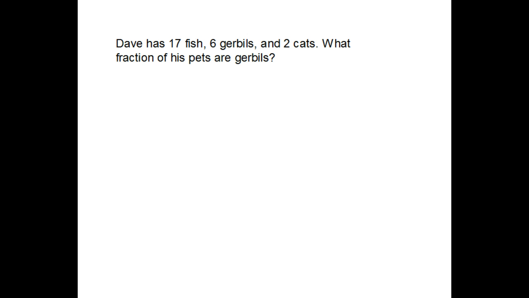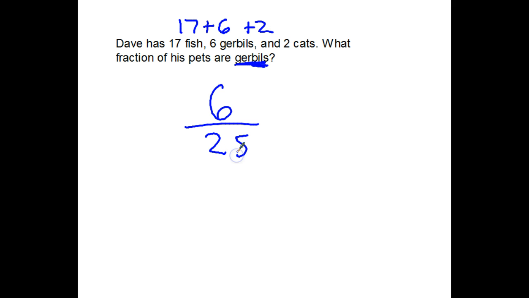Dave has 17 fish, 6 gerbils, and 2 cats. What fraction of his pets are gerbils? So when I do a fraction, it's going to be something out of something. Since it's asking about the gerbils, how many gerbils are there? 6. The number that goes on the bottom, my denominator, is always how many in all. So I'm going to take 17 plus 6 plus 2, and I'm at 25.